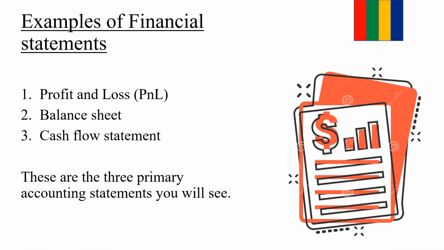So here we are, a few examples of some financial statements. So as mentioned previously, cash flow statements, balance sheets, profits and loss, and these are the three primary accounting statements you will see in finance and accounting: profit and loss, balance sheet, and cash flow statements. So let's dive into each one of these so we know what each one is and why it is used.